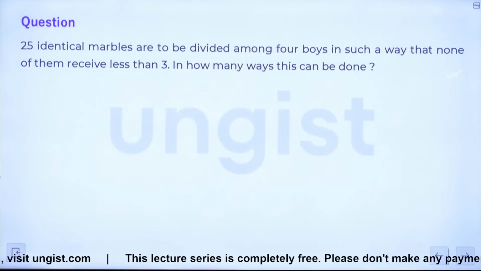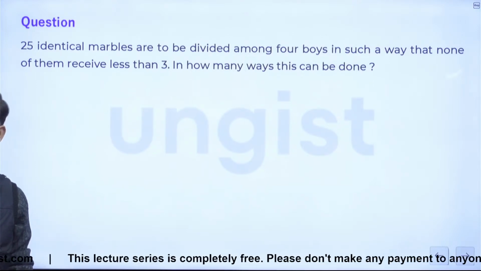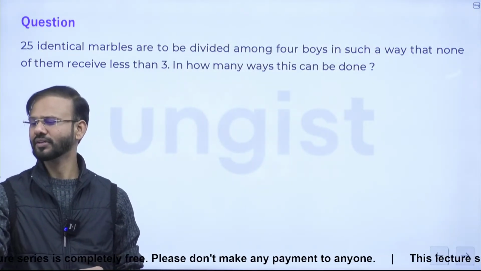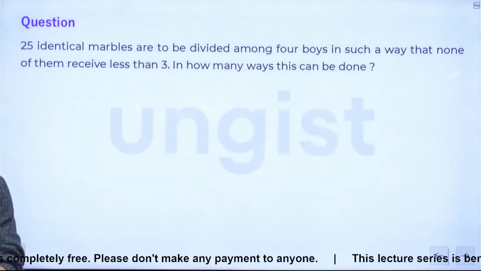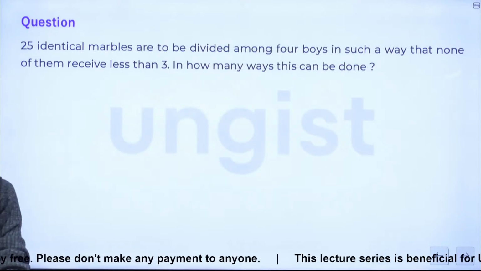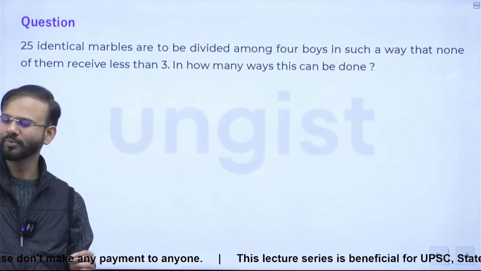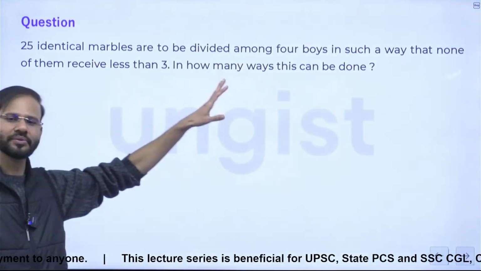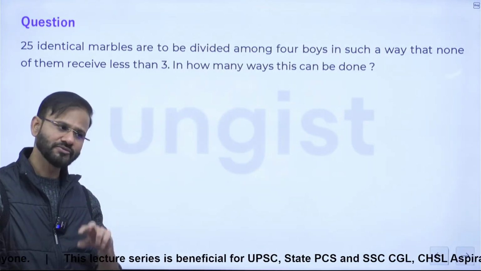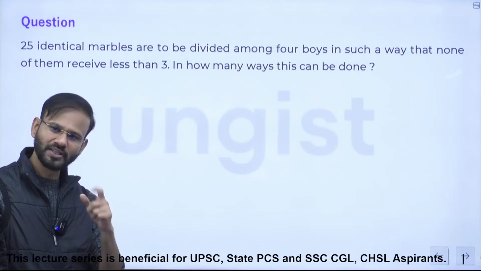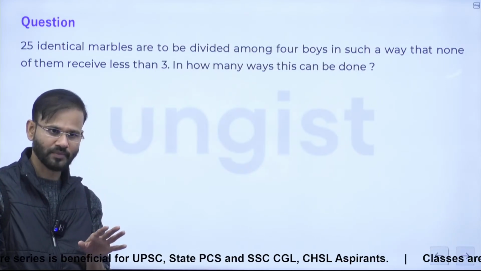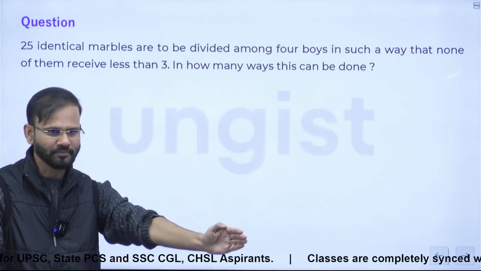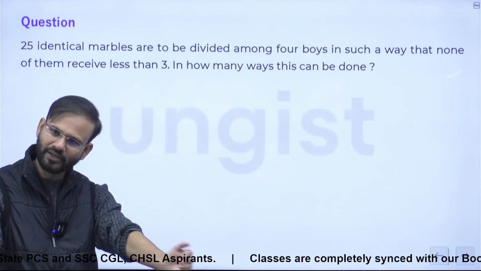See, everyone, the question is saying 25 identical marbles are to be distributed among 4 boys in such a manner that none of them receive less than 3. In how many ways this can be done, right? So the question says none of them should receive less than 3. So first of all, just try to fulfill this condition. So give 3 to all of them. 3, 3, 3, 3.